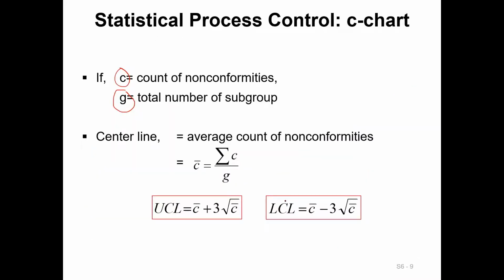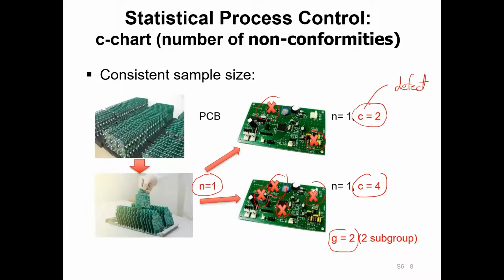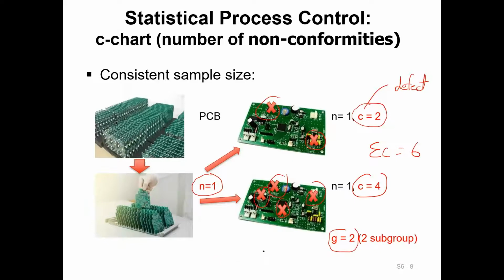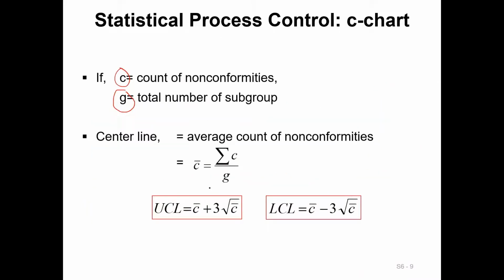As long as you know these 2 numbers, you can calculate the center line. You total up the count of non-conformity. In my case earlier, I have 2 defects in my first inspection and 4 defects in my second inspection, so the sum of my defects is equal to 6, 2 plus 4. Then, the total number of subgroups. In my case, the total number of subgroups is 2, because I only inspect twice per day. As long as you know this 2, you can calculate the rest.